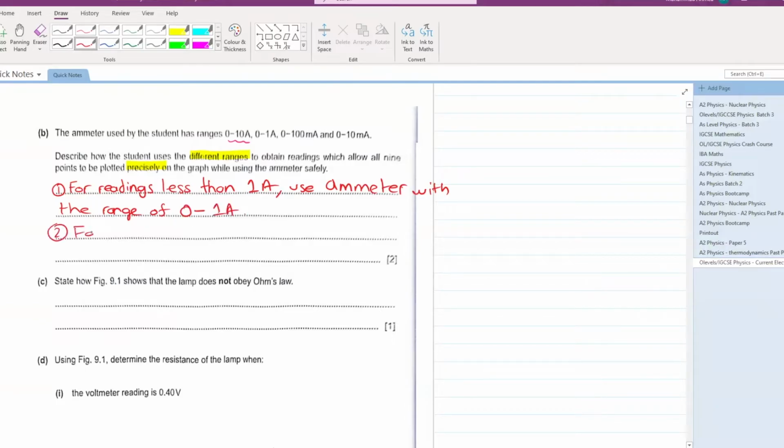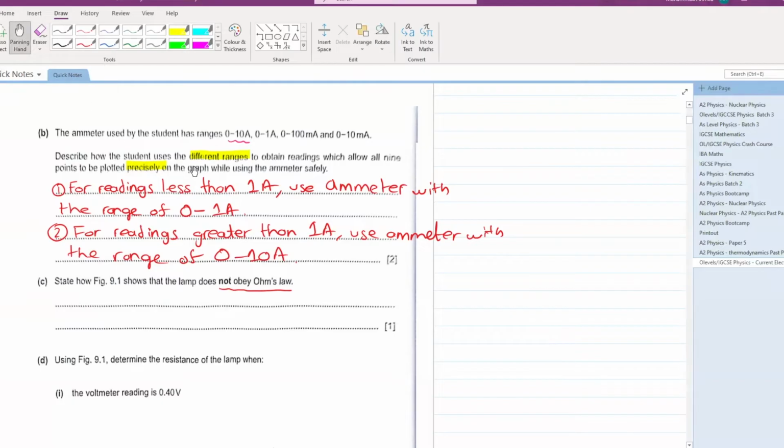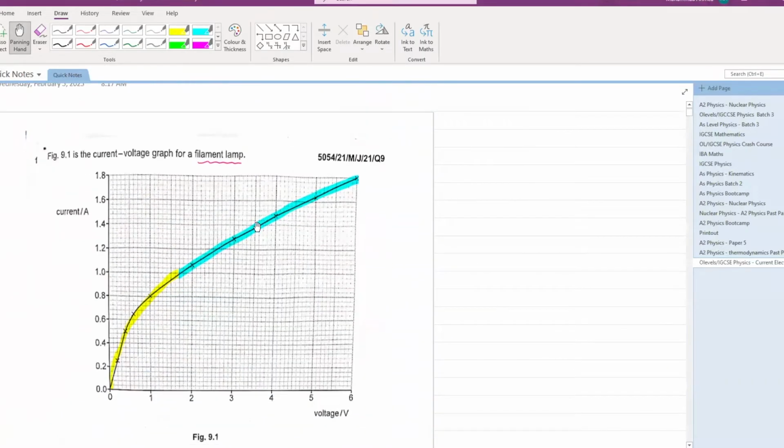Secondly, for readings greater than 1 ampere, use ammeter with the range of 0 till 10 ampere. Simple as that. State how figure 9.1 shows that the lamp does not obey Ohm's law. Any object that does not obey Ohm's law will have a current versus voltage graph that is a curve.